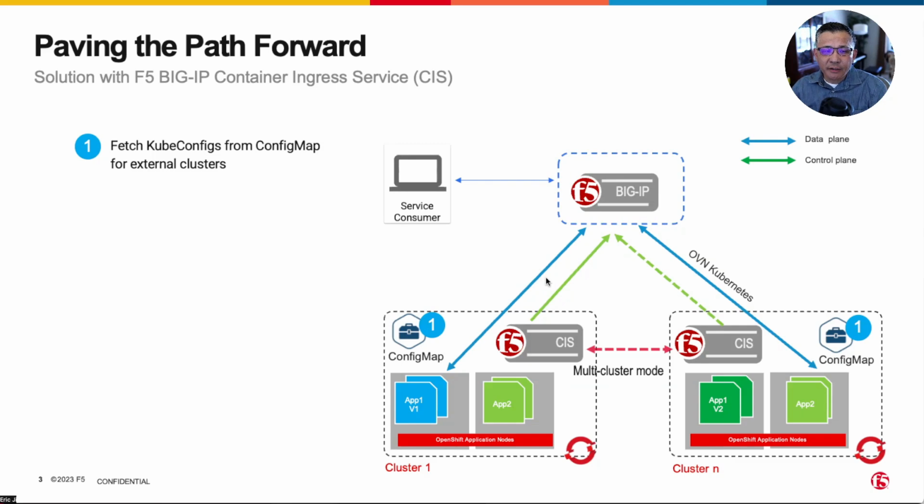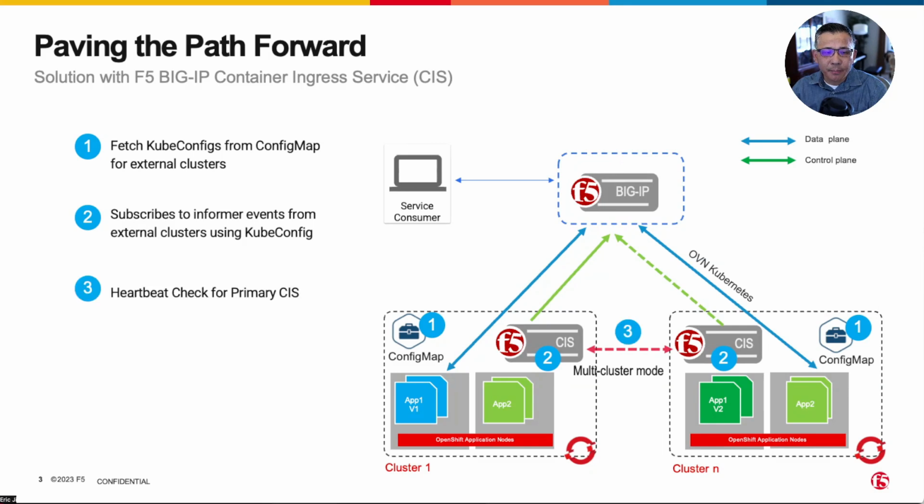First, the CIS can retrieve the kubeconfig from the config map for all the external clusters. Then, it will use that kubeconfig to subscribe to informer events for all the other external clusters. And also, for high availability between those two CIS, primary and secondary, they can have a heartbeat check. But at any one time, only one CIS will post the BIG-IP change through the AS3 declaration. In this way, we can minimize the risk of conflicts.